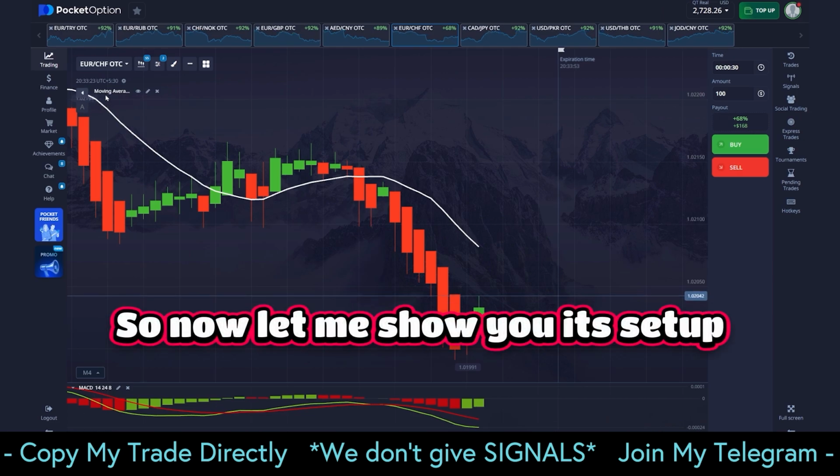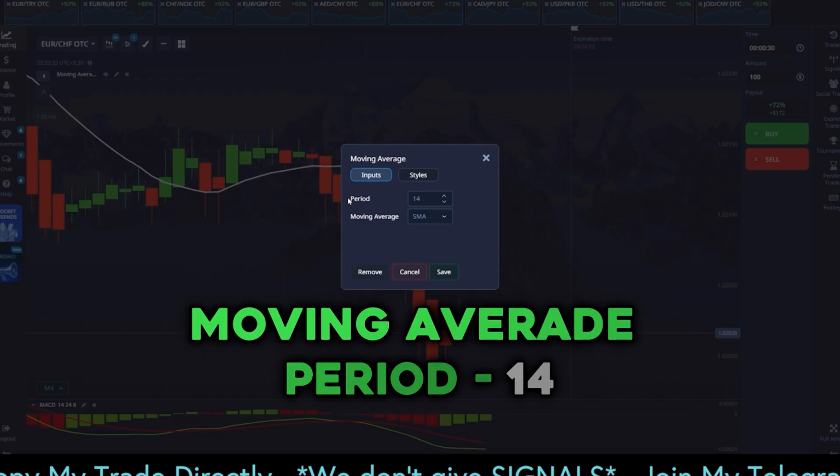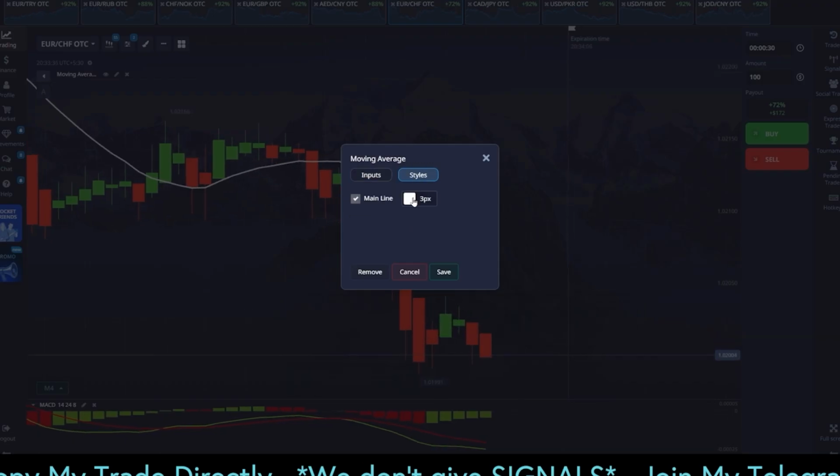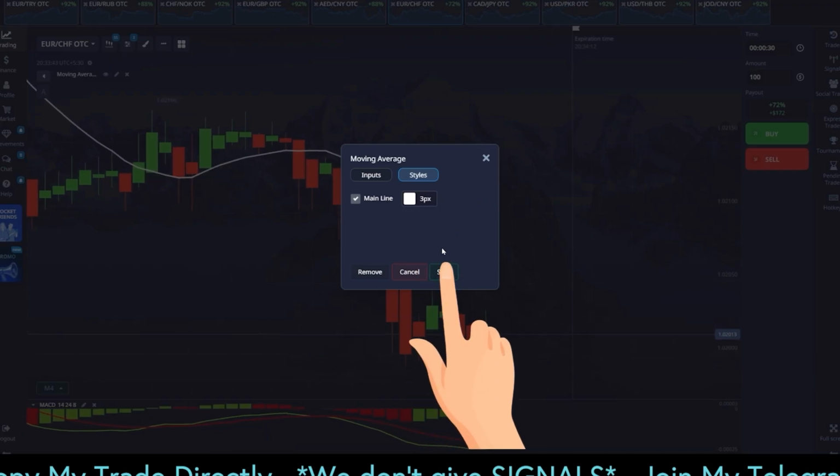So now let me show you its setup. Here I have made it 14. I have left it like this. After going to styles, I would like to show you its line. I have made its thickness 3 pixels and its color white. With this, I have saved it.